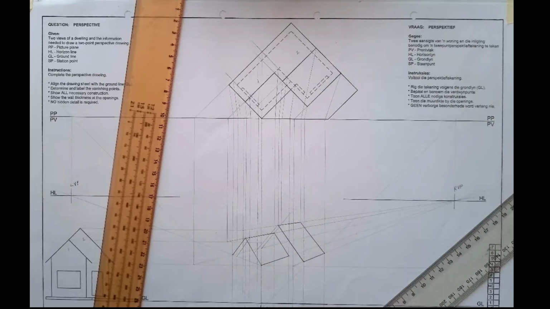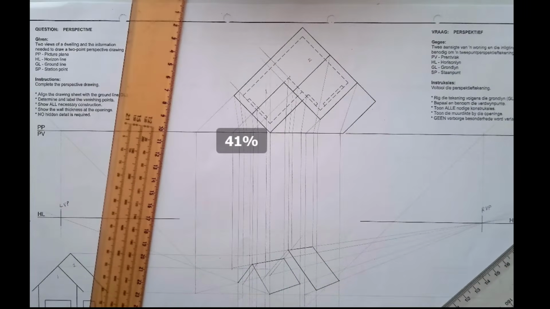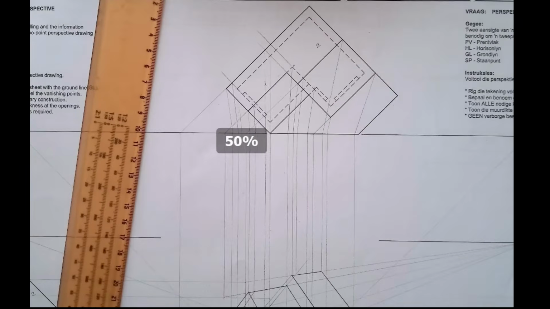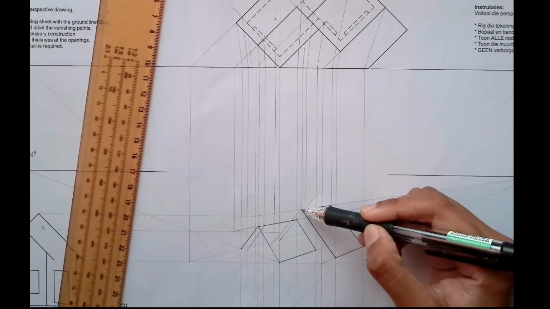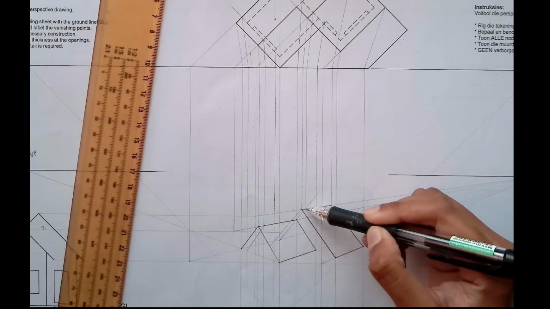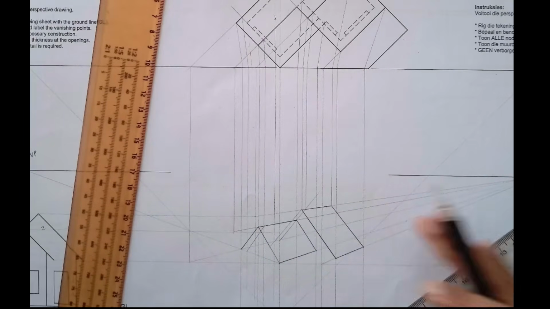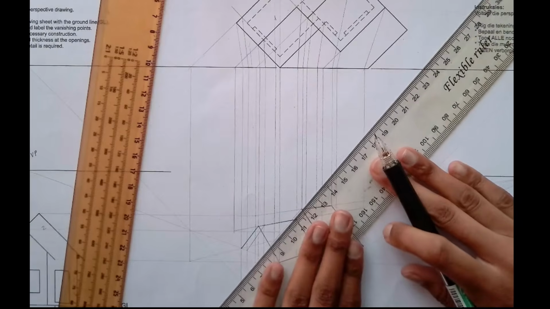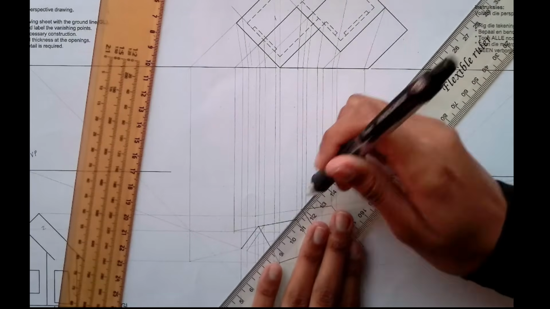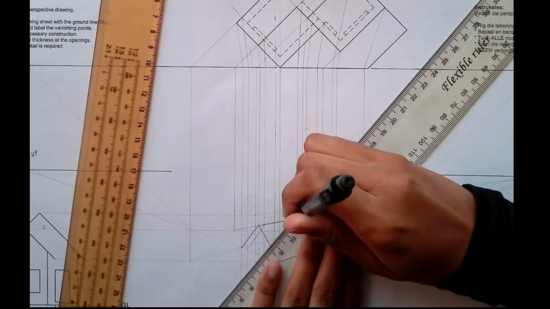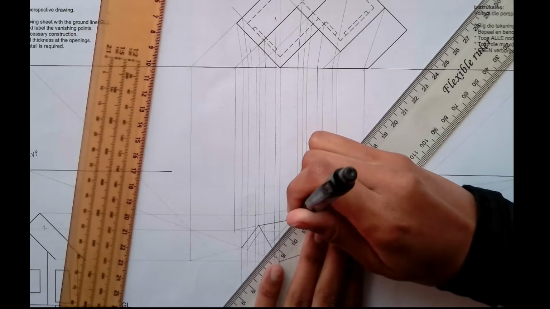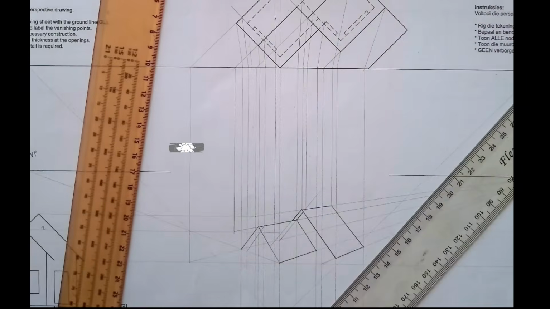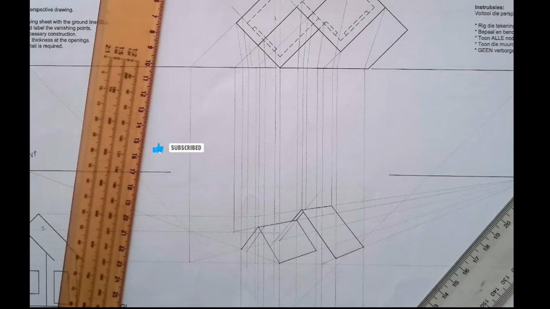So that is how it's looking like. I'm just going to zoom in. It's always better to see. Yes, so this is what I meant. Outside joins with outside, inside with inside. Then I can just outline the roof here. And then for the inside part, I just line up until the.